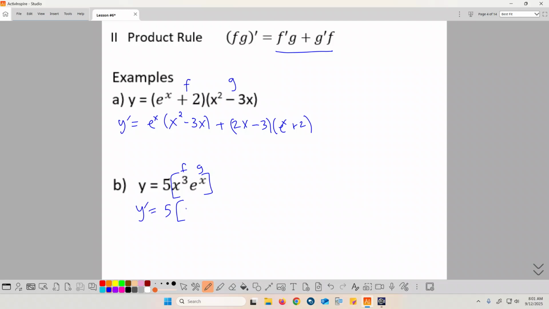So that would be f prime, which is a power rule, that's 3x squared, times the g, which here is e to the x, plus, now we go backwards, g prime, so that's e to the x, that's the derivative of e to the x, right? And then times f, which is x cubed, all right? So let's distribute that 5 back in. Let's see, we would get 15x squared e to the x, and then 5 goes to this term as well, so that would be a plus 5x cubed e to the x, all right? And that's how we derive using our product rule.